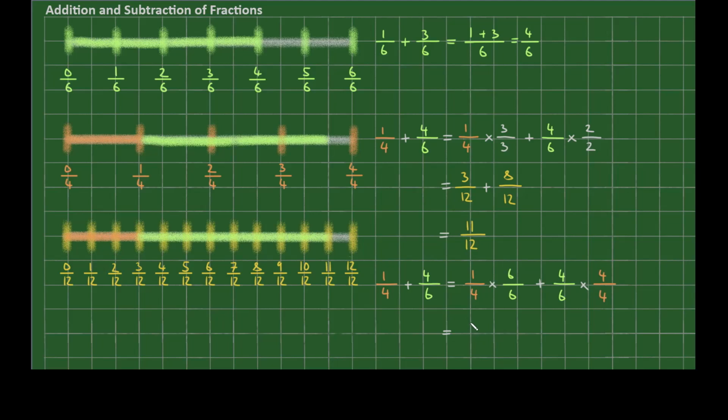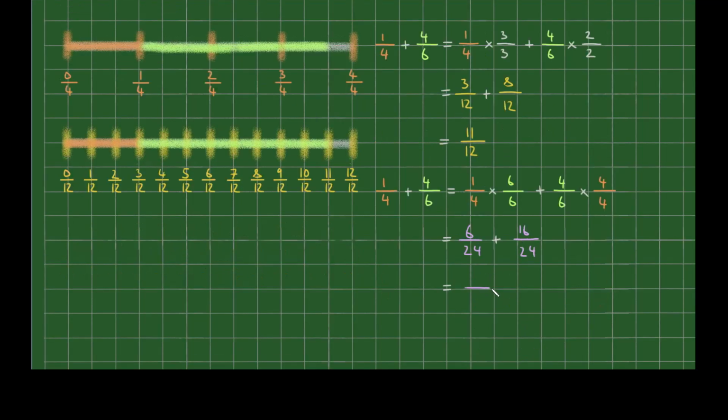1 multiplied by 6 is 6, 4 multiplied by 6 is 24. 4 multiplied by 4 is 16, 6 multiplied by 4 is 24. The denominators are the same, I can add the numerators. 6 plus 16 is 22, and the denominator remains 24.